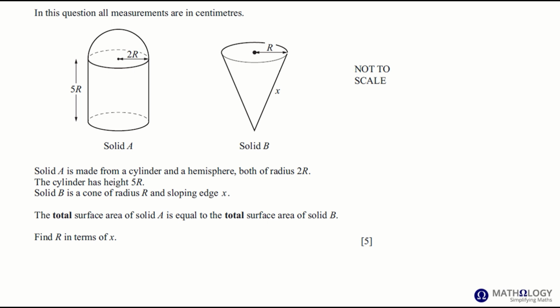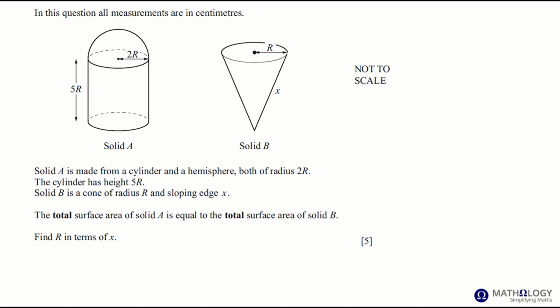Solid A is made from a cylinder and a hemisphere, both of radius 2 uppercase R. The cylinder has a height 5 uppercase R. Solid B is a cone of radius R, don't have to call it uppercase R, and sloping edge X. The total surface area of solid A is equal to the total surface area of solid B. Okay, this is very similar to a previous question we just did.